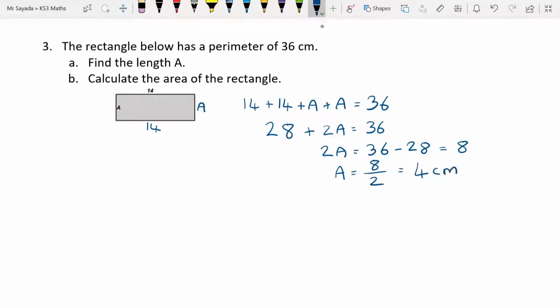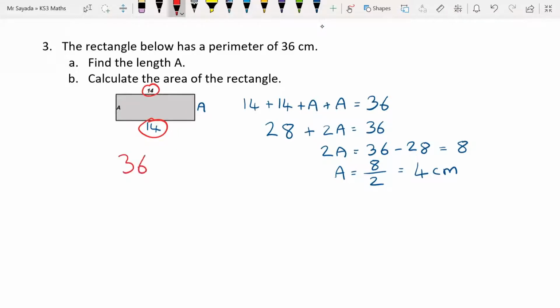Now, I've used algebra to solve this, but you don't need to write it out using this proper algebra. You can just think about it like this. You can say, well, the perimeter is the total length around the shape. I already have these 2 sides, which add up to 28. So those 2 sides add up to 28. How much is left over?